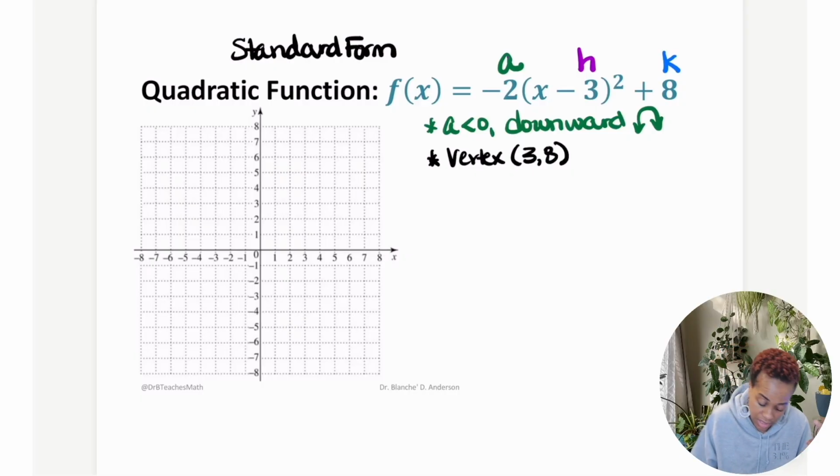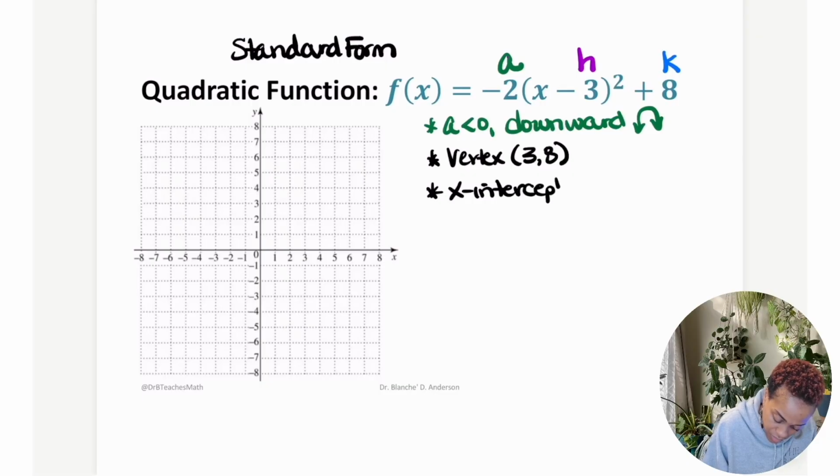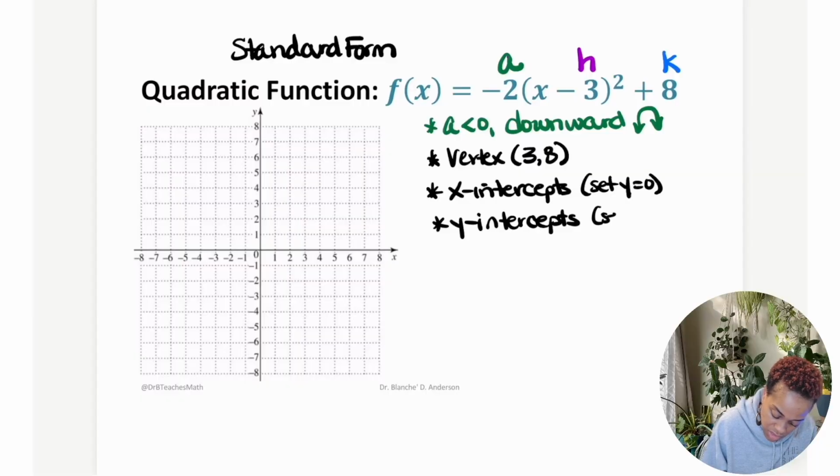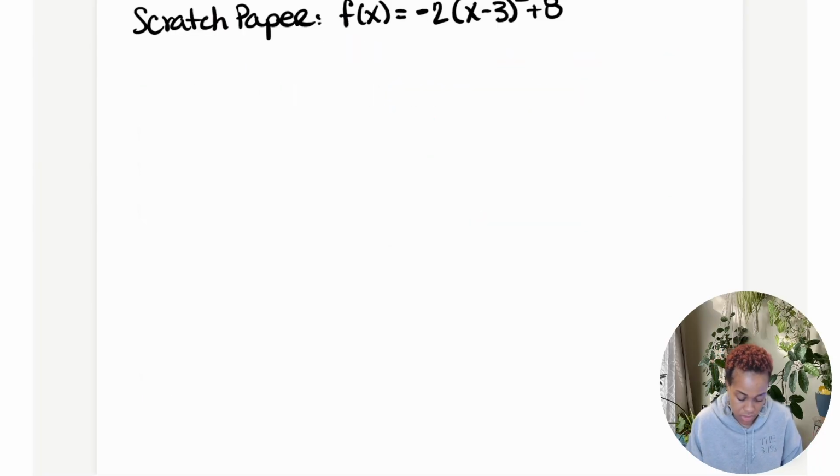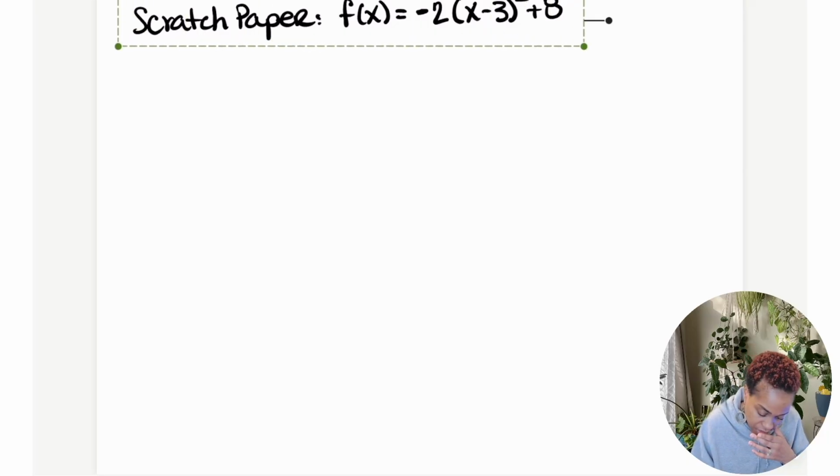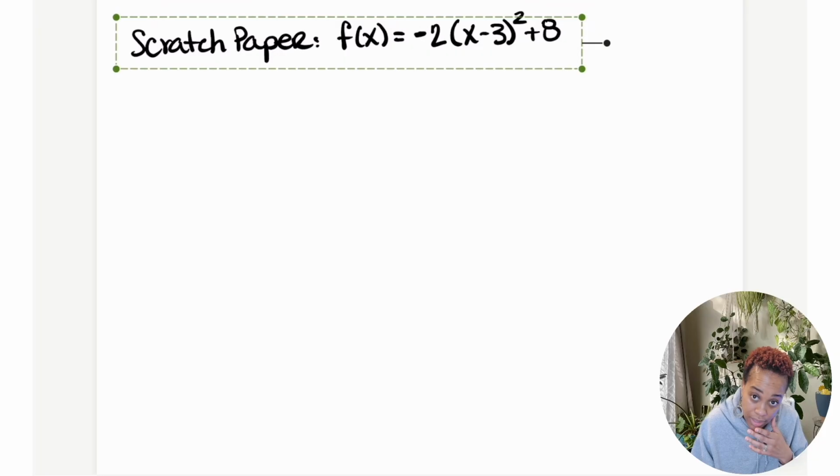We found the vertex. Now, let's find our x-intercept and our y-intercepts. Okay, remember this is where you set y equal to 0, and this is where you set x equal to 0. I'm not going to have enough room to do it on here, so let's go to some scratch paper. Okay. Let's find our x-intercept, y-intercept.